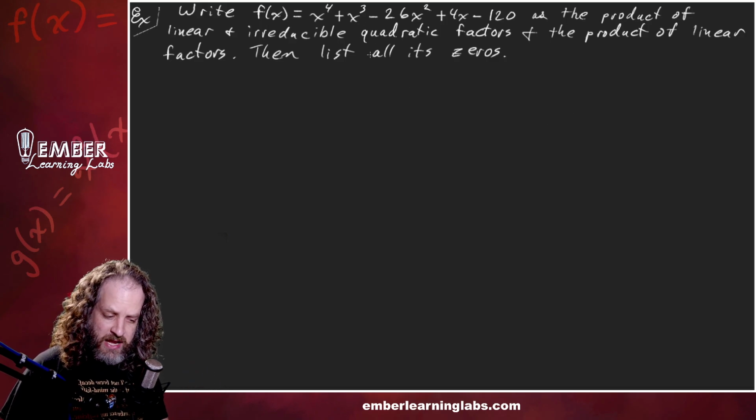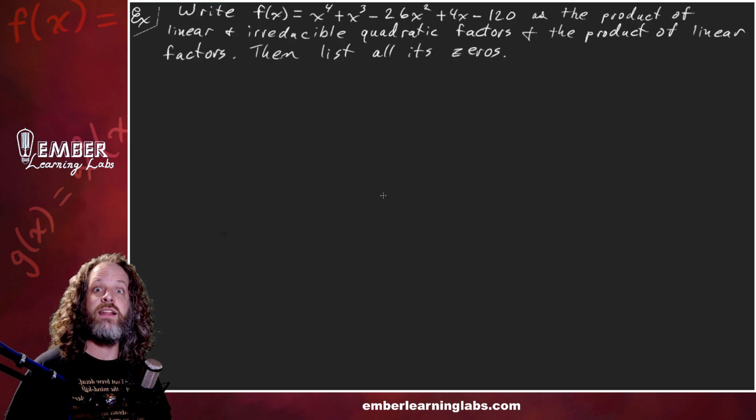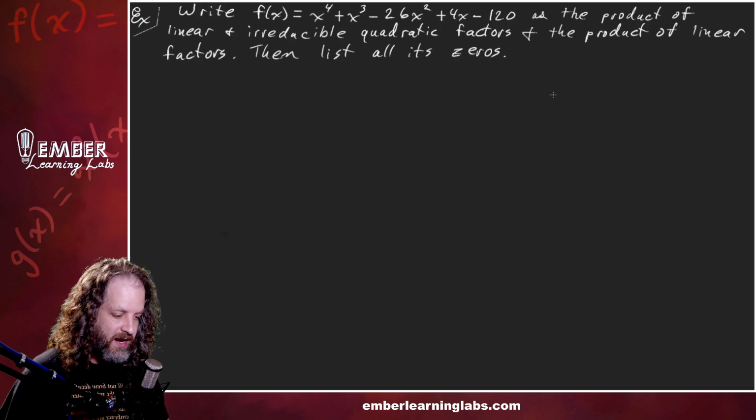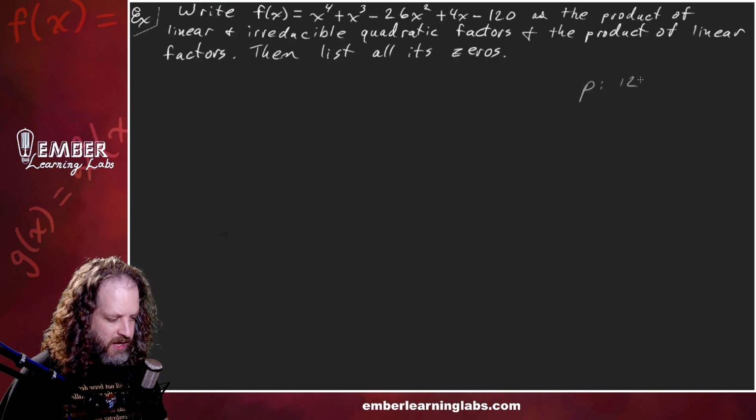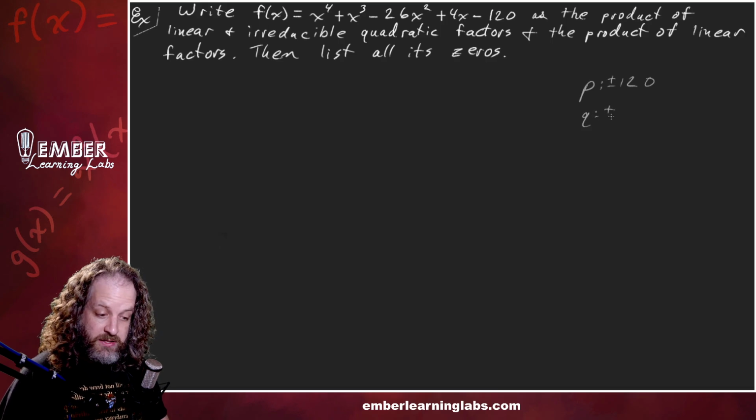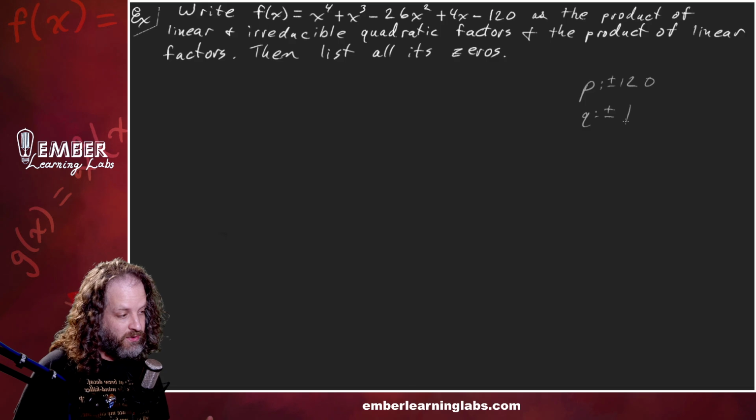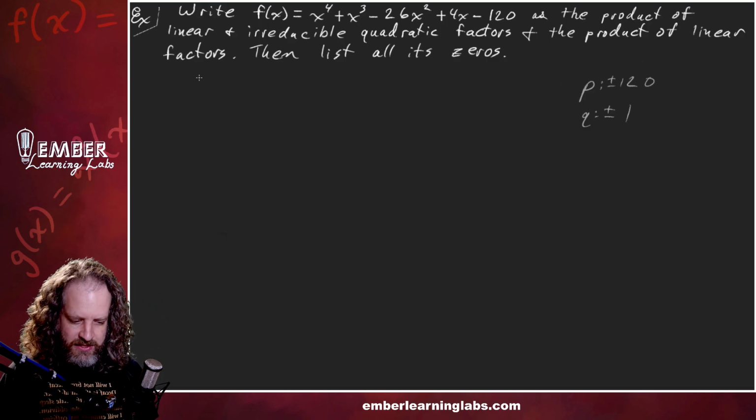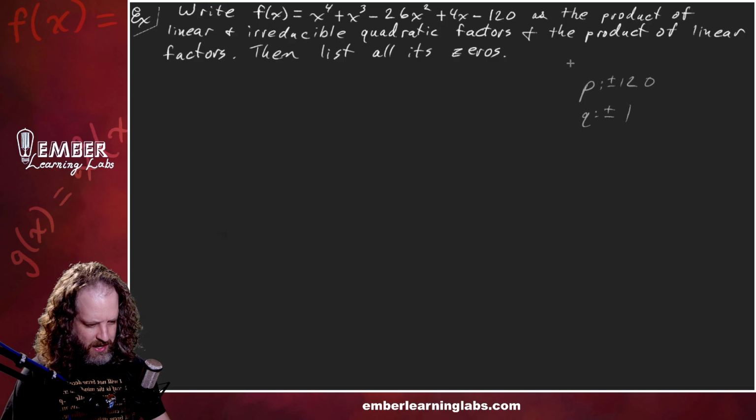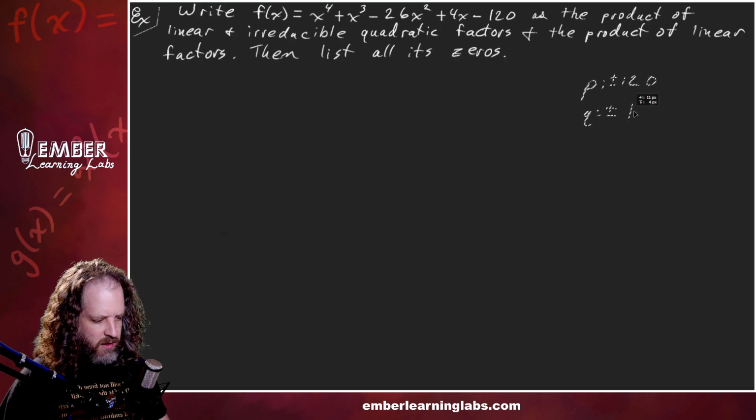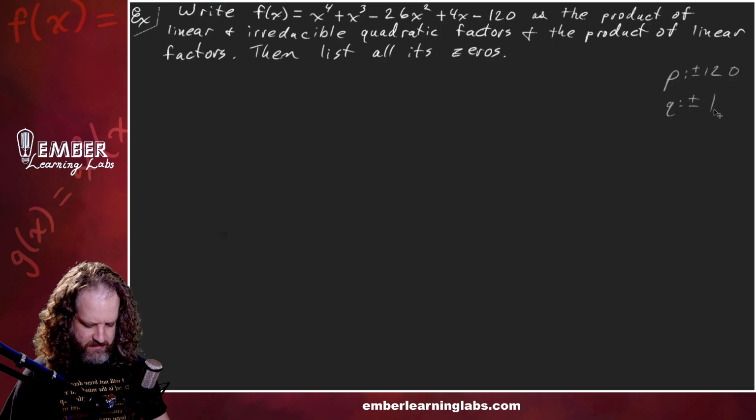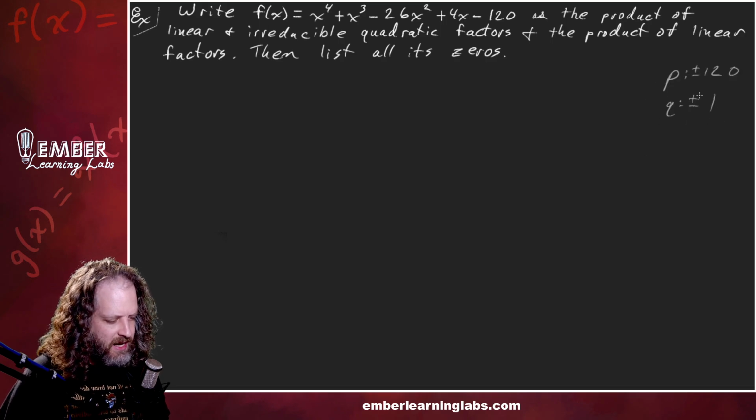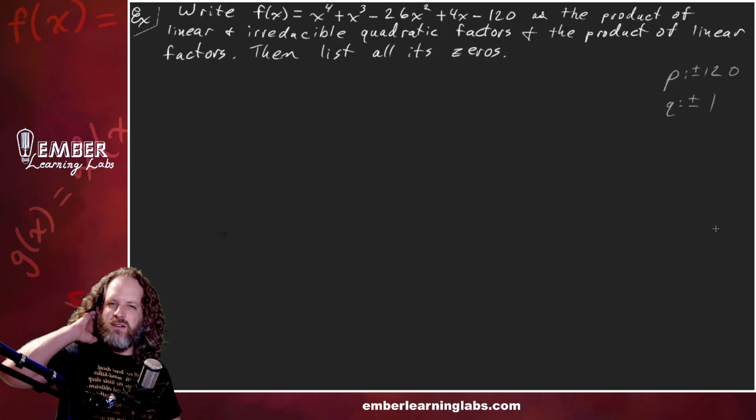So possible zeros, right? Our P is 120. That's got a boatload of factors, right? So plus or minus 120. And the Q is plus or minus 1. That's helpful, right? So we're not asked to list all the possible zeros, so I'm not going to worry about listing all of the possible zeros. That's not really necessary, but this kind of gives us some things that are going to be possible.